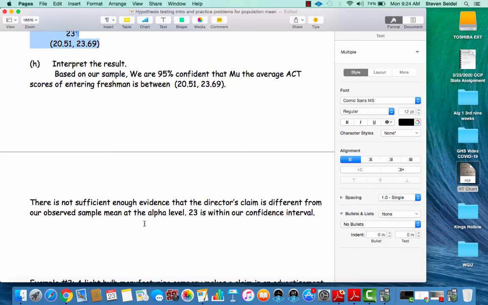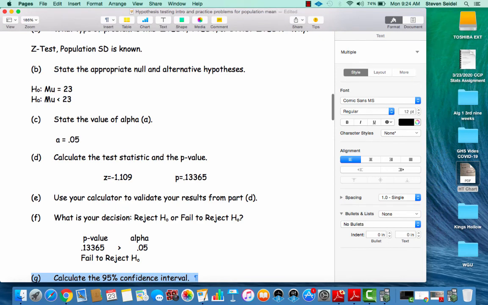We didn't have enough to say this is wrong, because there's not enough evidence that shows that the director's claim is wrong. So, in a nutshell, we can't say mu is less than 23. So, the director's claim is plausible. I'll put that in green. So, we failed to reject this right here.